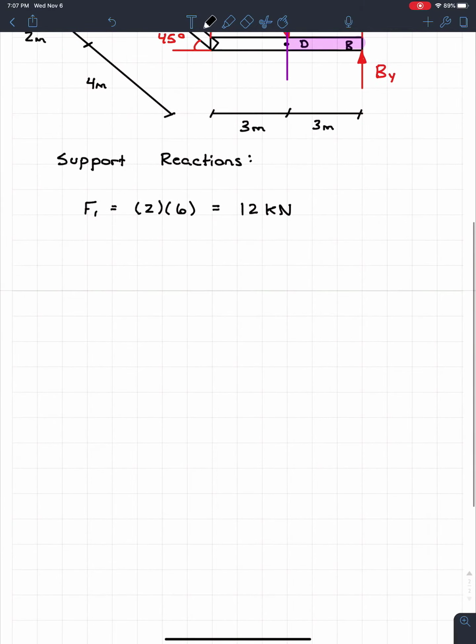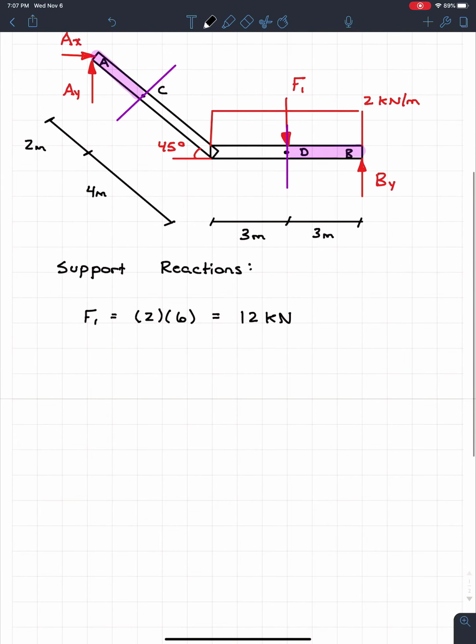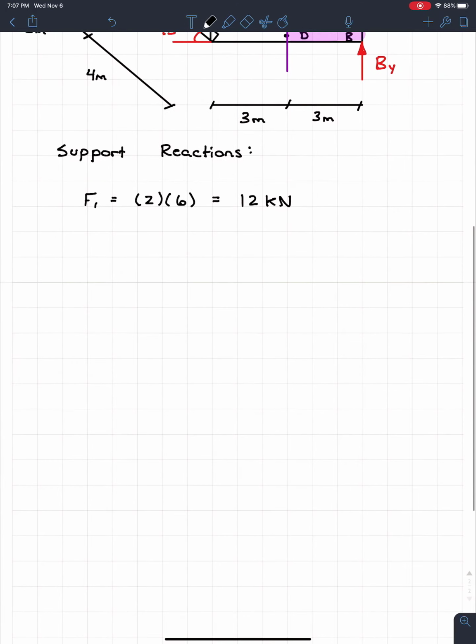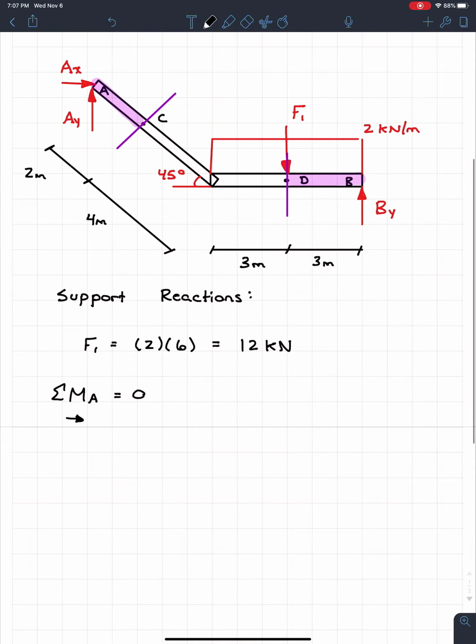And that right here is going to be summing the moments at the pin, because I want to get rid of AX and AY because I don't know what either one of those are. So I'm going to go sum of the moments at A is equal to 0. If I do this equation, I'm going to need a horizontal distance.